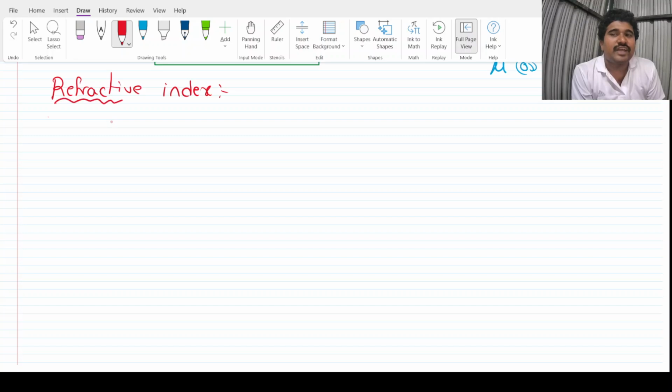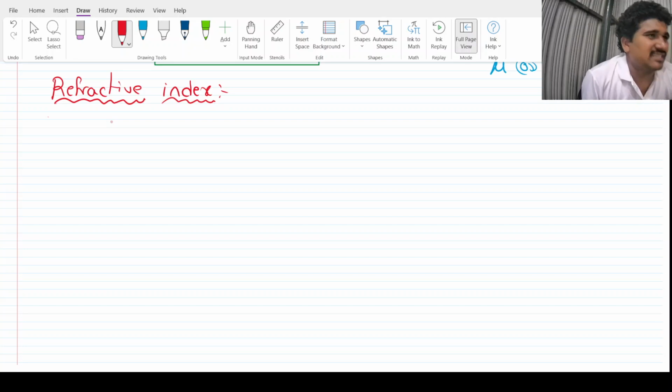Actually, refractive index is nothing but a comparison of the speed of light in that particular medium with a vacuum, or with another medium. It's a comparison of the speed of light in that particular medium with respect to another. Okay. These refractive indexes are of two types.